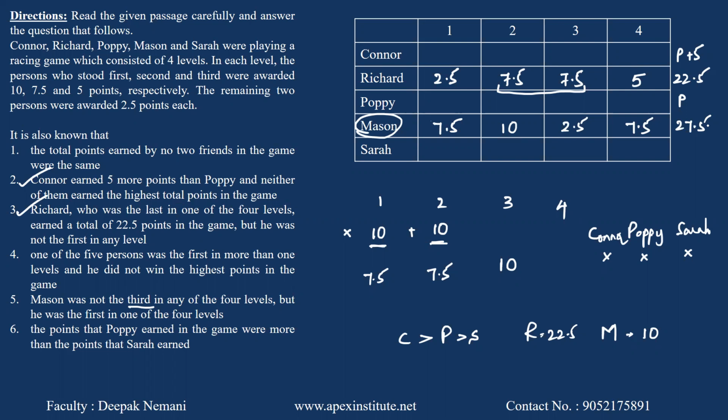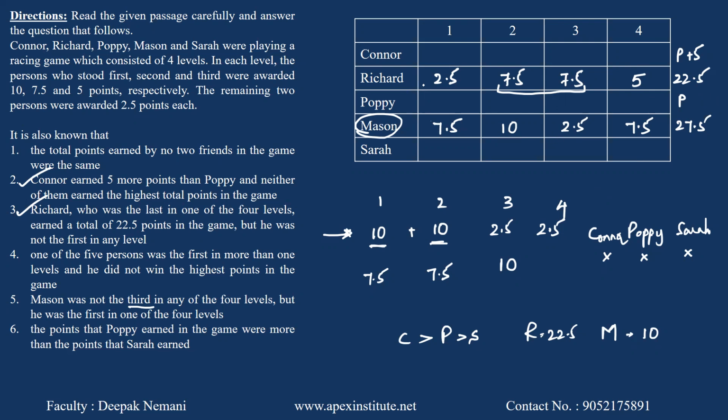Clear? Now coming to Connor and Poppy. So out of these two, who can be, and this person's score should be less than 27.5. The only possibility is 2.5 and 2.5. So 10 plus 10, 20, 20 plus 5, 25. So the person who scored 10 points in 2 rounds, his score should be 25. So if Poppy is the person who scored 25 points overall, then you will be having Connor scoring 30 points, which is not possible because Mason should be the highest scorer.